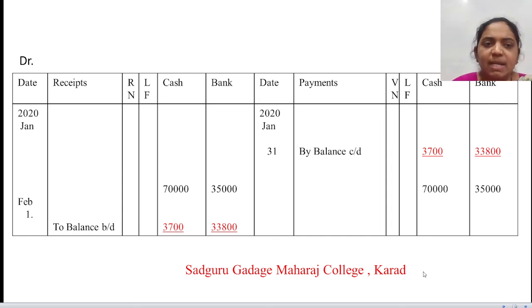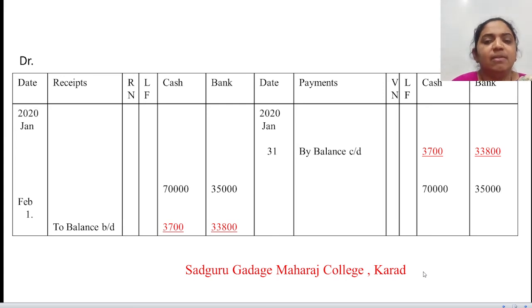It will be less because debit is more than credit. Which amount is more? You all know you have to write on both sides. The 70,000 is more. 70,000 cash column debit side, 70,000 cash column credit side. Bank amount is more. 35,000 on debit side, 35,000 on credit side. Okay.